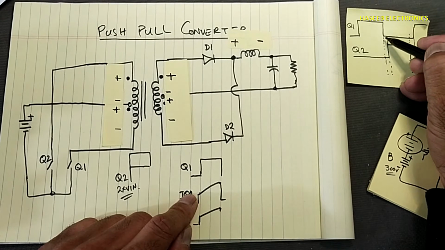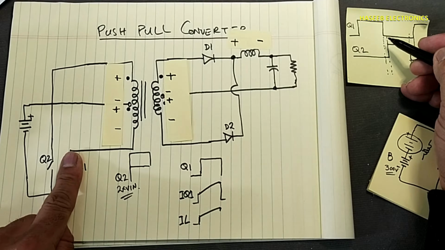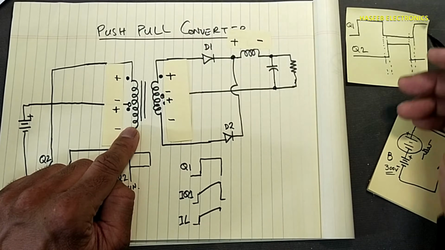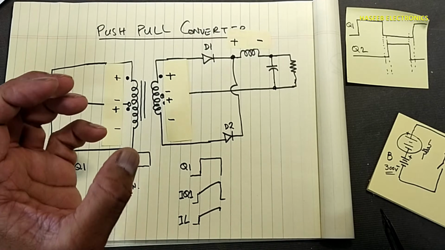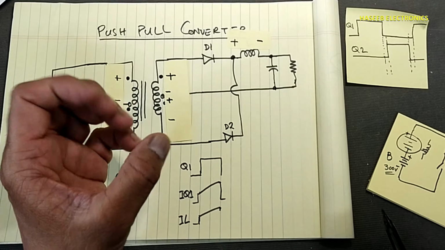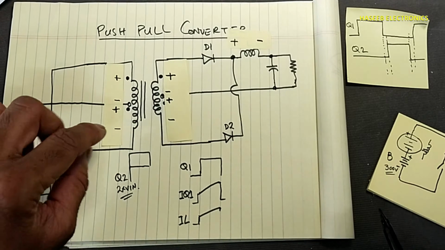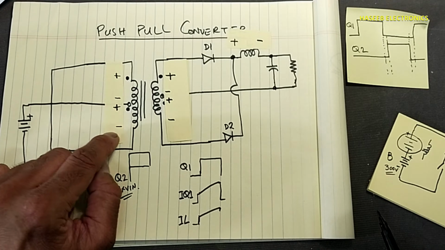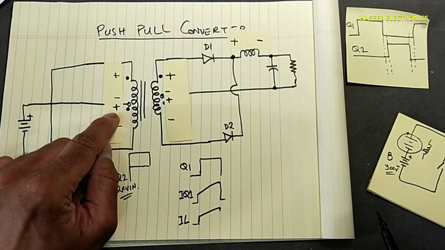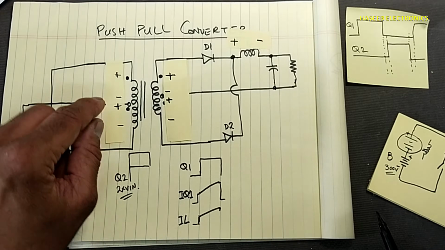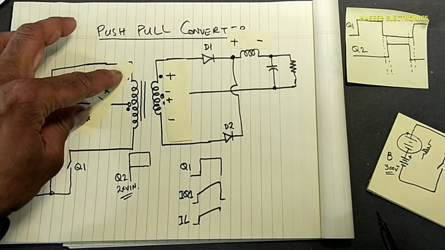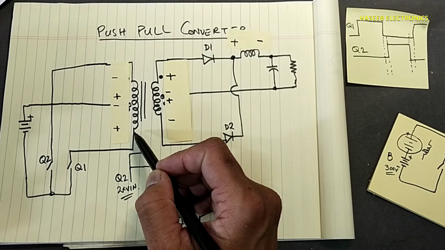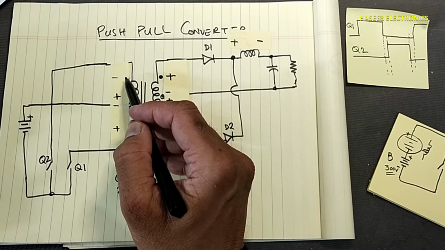When the turn off time arrives, Q1 will turn off. The current will stop. The magnetic field stored in the core and the winding will collapse. When it collapses, it will produce a voltage reverse to the applied voltage. Before, this end was negative and this end was positive, but now the voltage polarity will reverse. This end of the winding will become positive, this end will become negative.